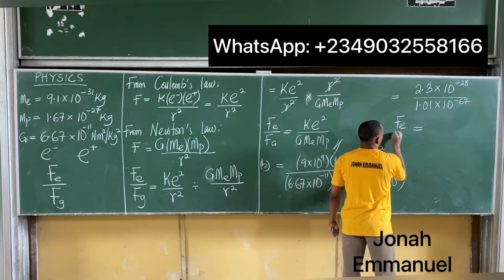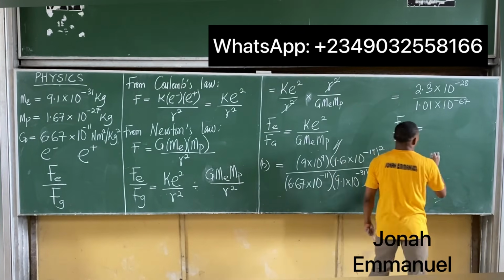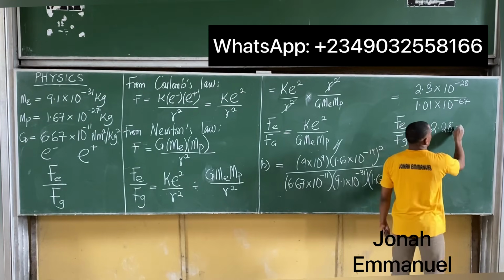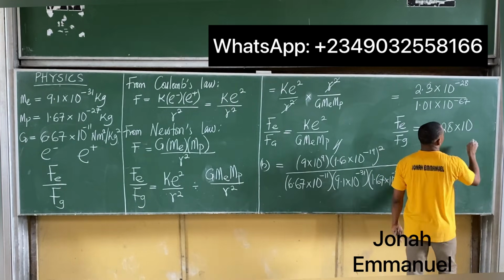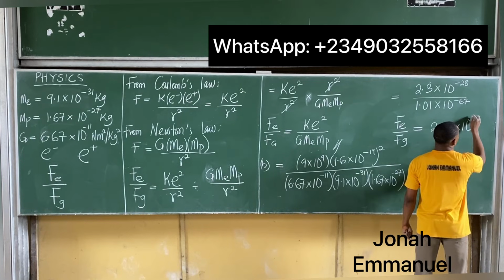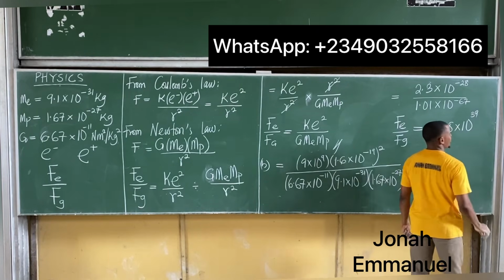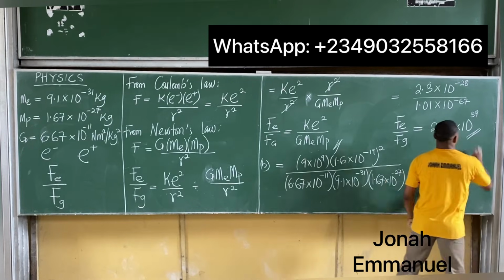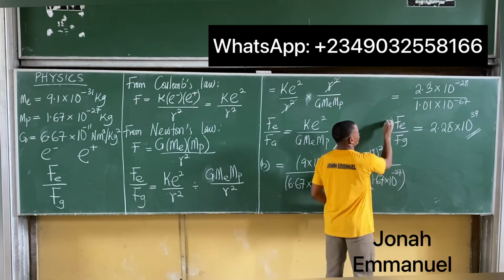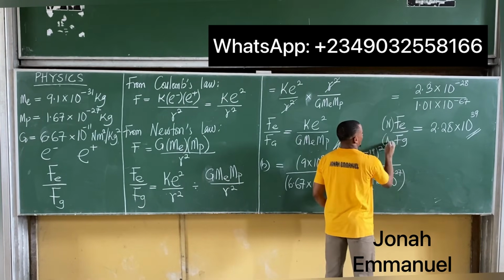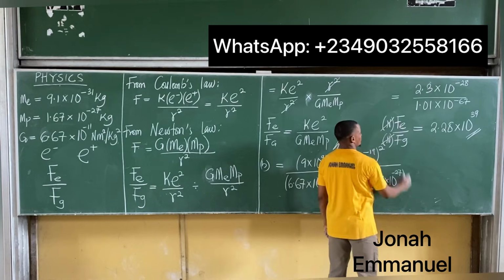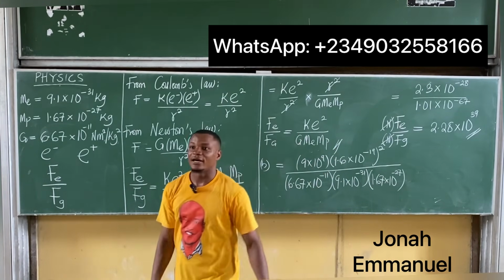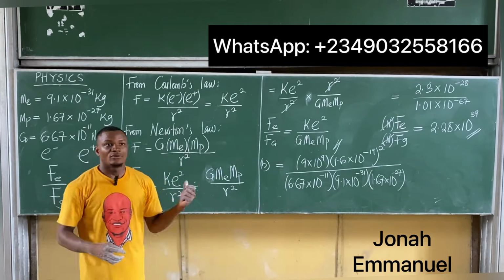All right, give me the final answer, please. So Fe, hold on, all over Fg. Final answer: 2.28 approximately, times 10 to the power 39. Any units? No. Why? This is Newton, all over Newton. Newton cancels Newton. So 2.28 times 10 to the power 39. That's the value. That's what we have, please.